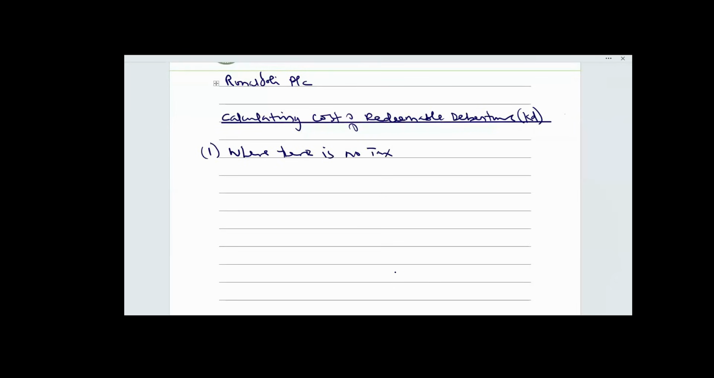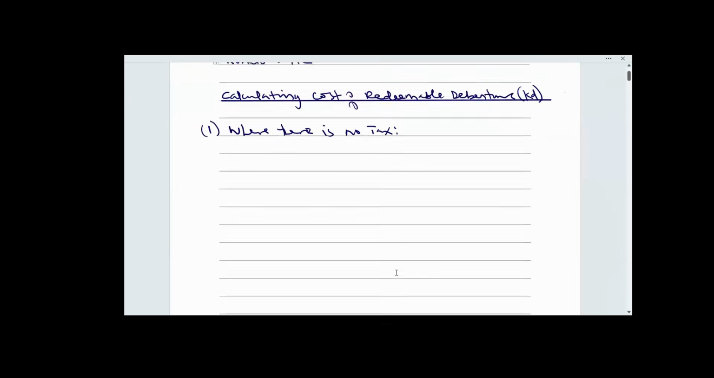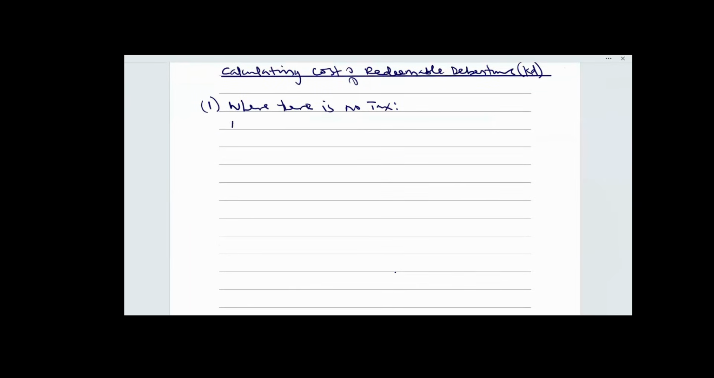So where there is no tax, what do you want to calculate? IRR. To do this, we are going to assume two discount rates that will produce two opposing NPVs. Remember, anytime you want to calculate internal rate of return, always start with 10%. We start with 10% because if 10% is positive, you can easily increase to 15% to get a negative NPV. If 10% is a negative NPV, you can reduce to 5% to get a positive NPV. All right, so let's start with 10%.